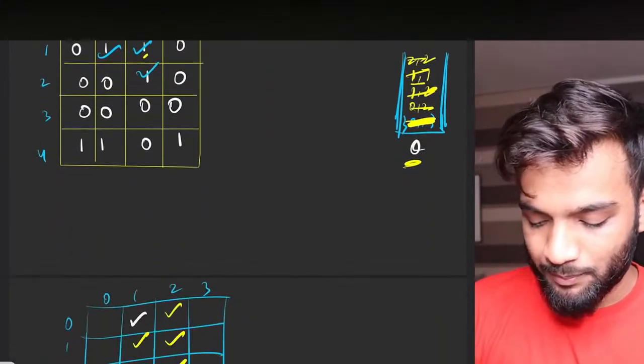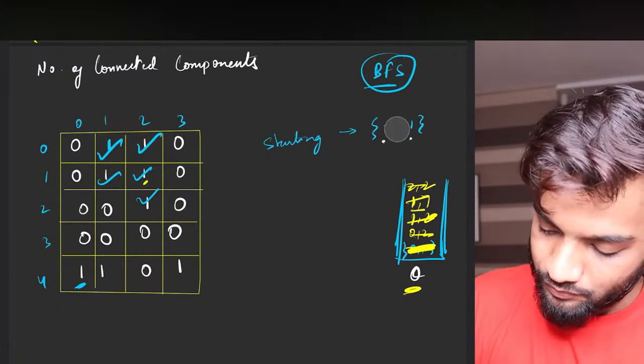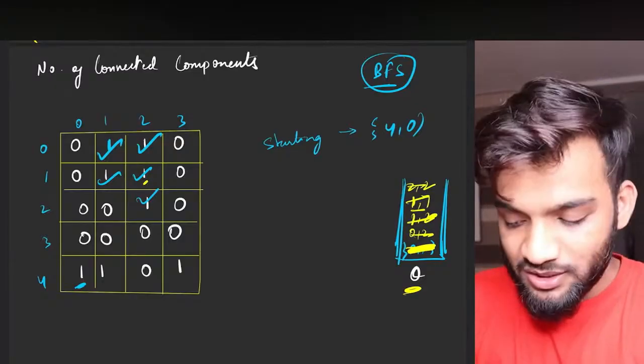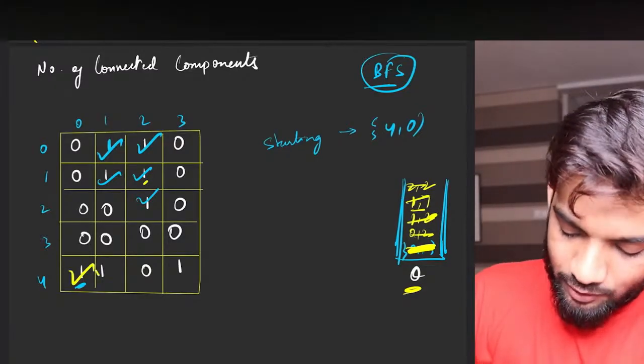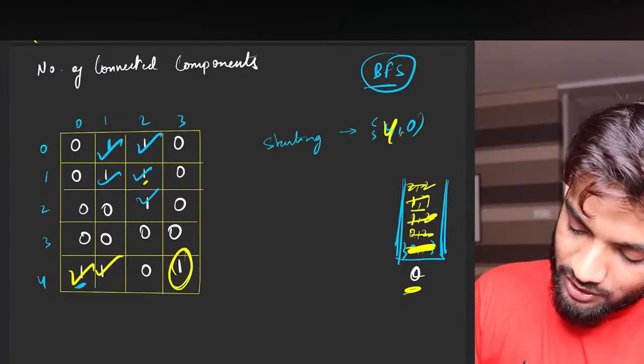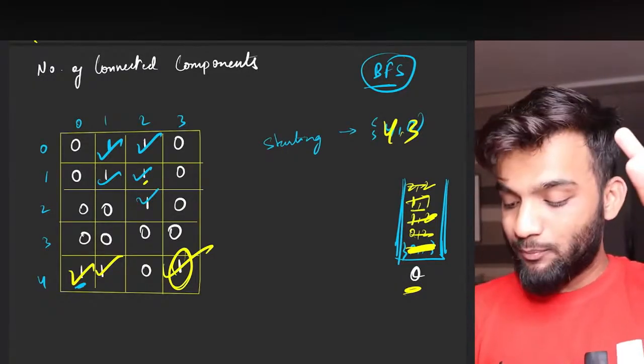Done. Next, we have to start from this guy, which is the starting point will change. And this time the starting point will become 4, 0. And again we'll follow the same process. And if we follow the same process, again it will be marked, right? So the next time the starting point will be this, which is 4, 3. Again the same process, and this guy will be marked. So apparently there were 3 starting points that we used.